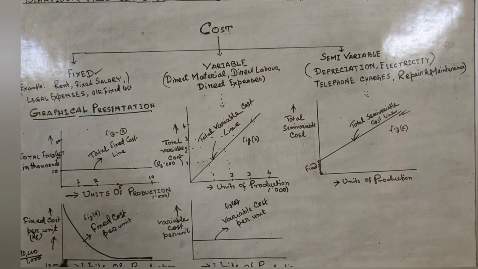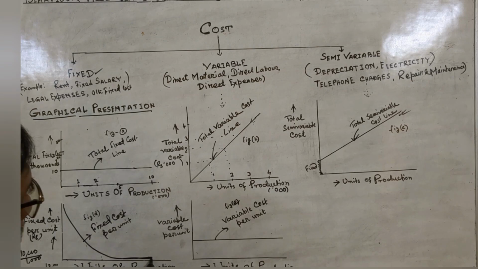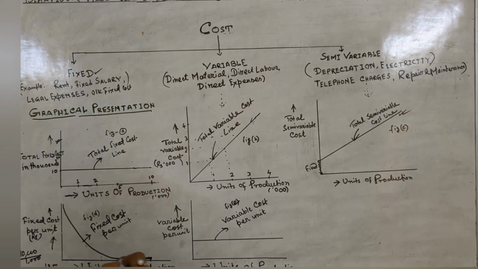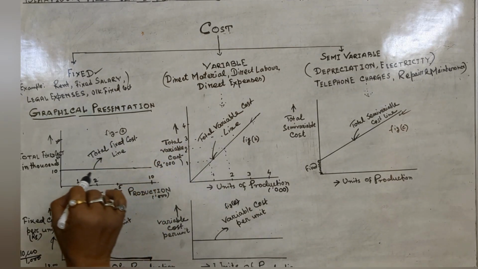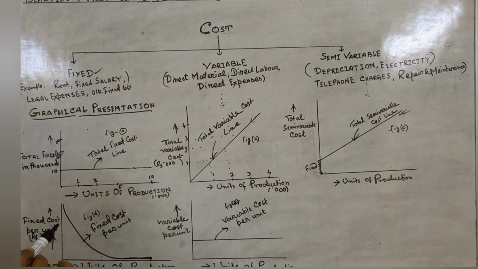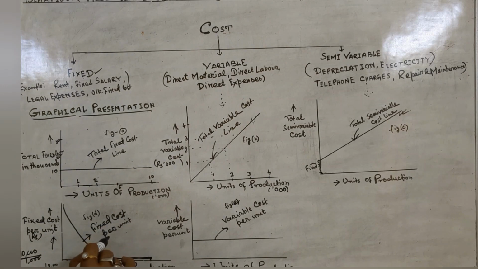If you produce 1 unit only, then the fixed cost per unit will be 10,000, and if you produce 10,000 units, then the fixed cost per unit will be rupees 1 only. That is, it is decreasing in nature. If you produce more and more, then the fixed cost per unit will decrease. But the total fixed cost line will remain fixed, because total fixed cost is not changing with the increase of production for a particular period. Keep in your mind, this is the difference. This is the total fixed cost line, and this is the fixed cost per unit line.